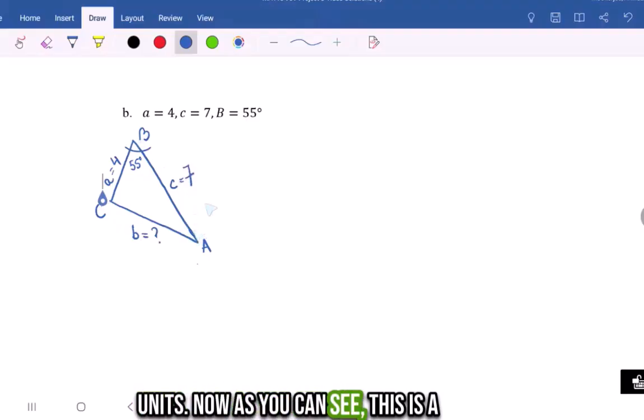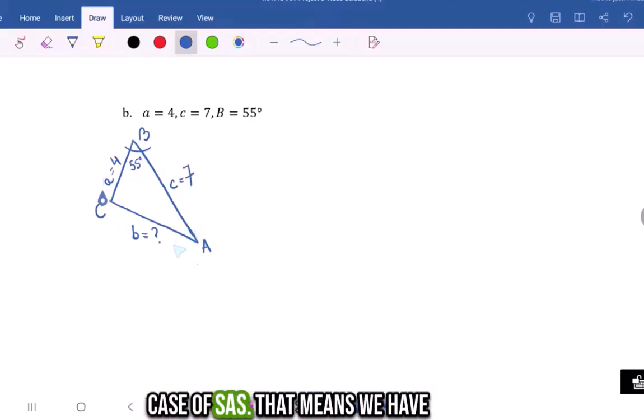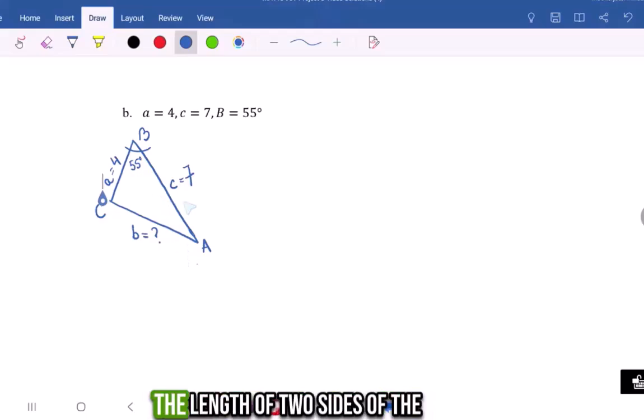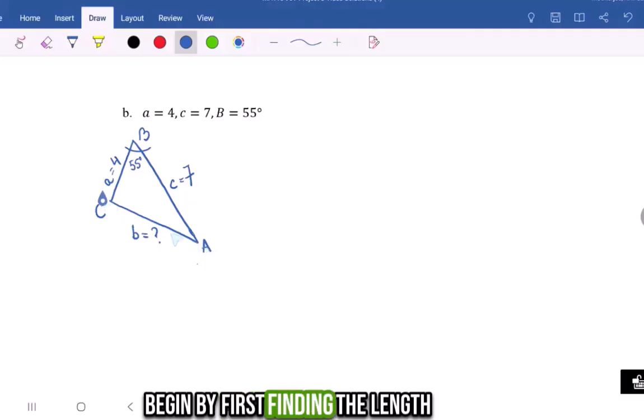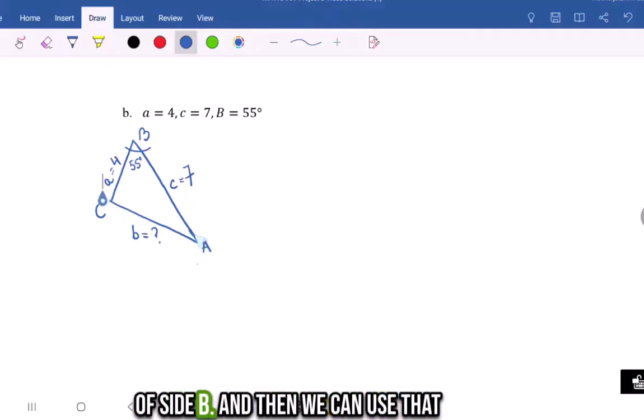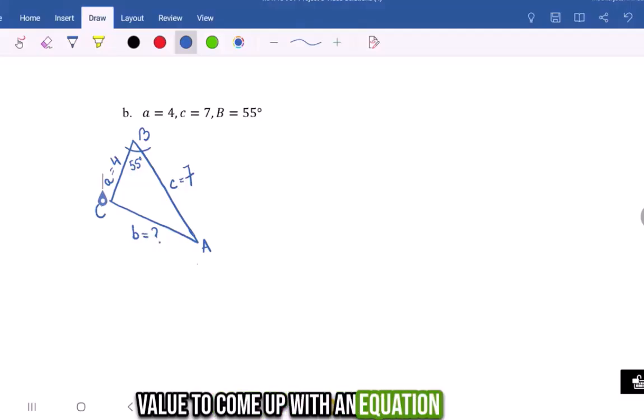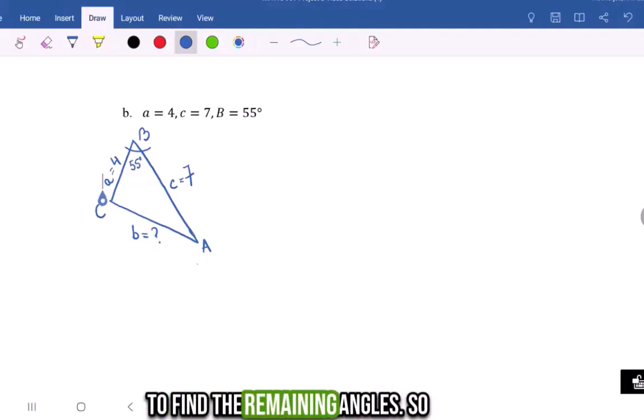Now, as you can see, this is a case of SAS. That means we have been provided information with the length of two sides of the triangle and the angle in between the two known sides. Now we will begin by first finding the length of side B, and then we can use that value to come up with an equation to find the remaining angles.